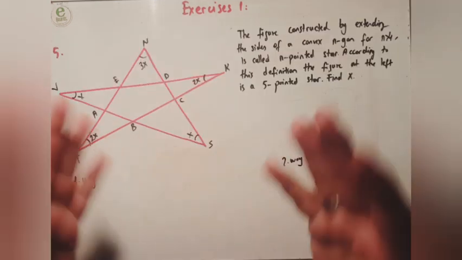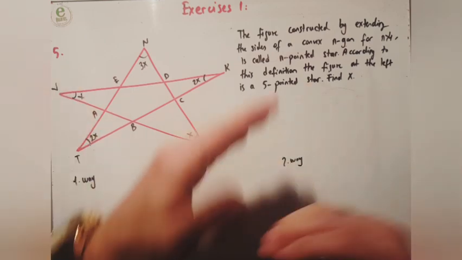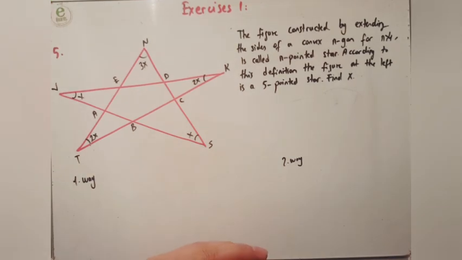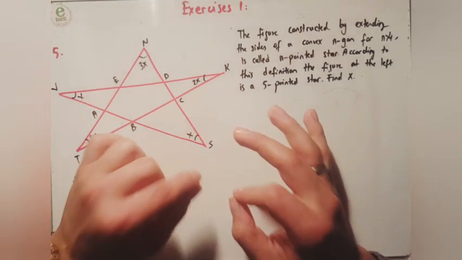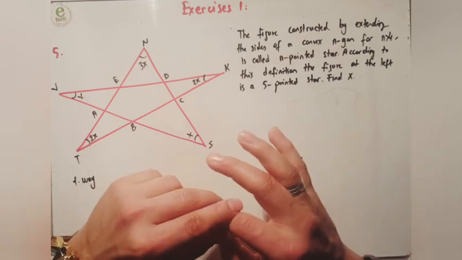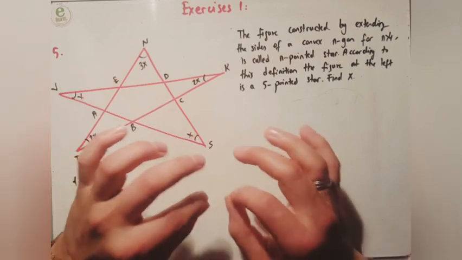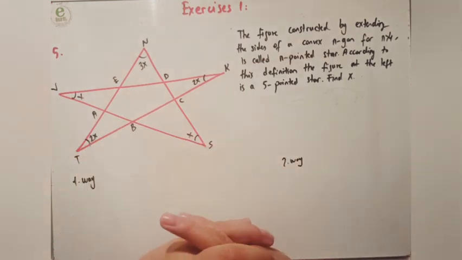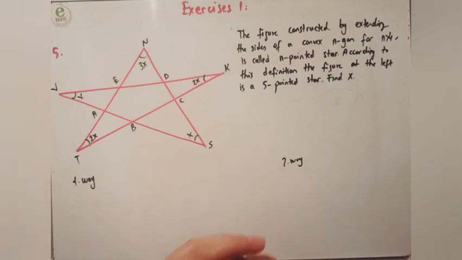And here we are together with the last question. The number of the question is 5. The figure constructed by extending the sides of a convex n-gon, for n greater than 4, is called an n-pointed star. According to this definition, the figure at the left is a 5-pointed star. We have to find the measure of x. There are 2 ways and I would like to show you both ways. So let's start with the first way.